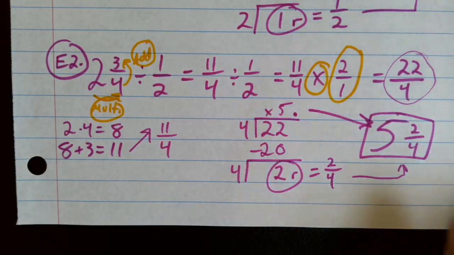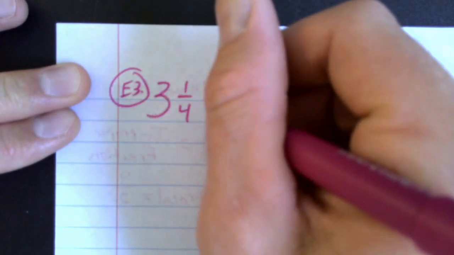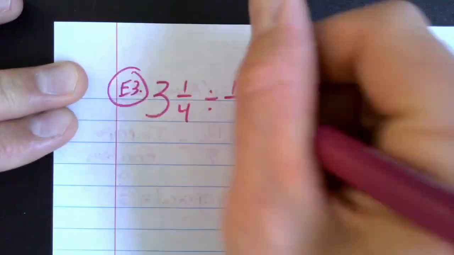That's it. Let's try another one. Go ahead and write E3. And E3 is 3 and 1/4 divided by 1/2.